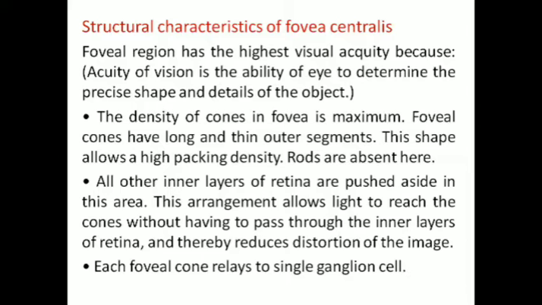Then the third point: each foveal cone relates to a single ganglion cell. We will see later on that two or more rod cells relate to a single ganglion cell. But in the case of foveal cone cells, one foveal cone relates to a single ganglion cell. So the impulse transmission is faster. That's why, for these reasons, the visual acuity is maximum in the fovea centralis.